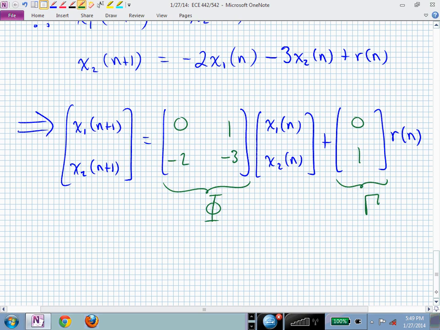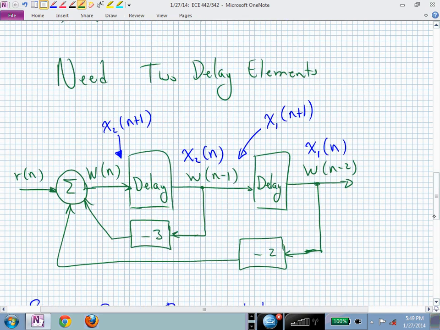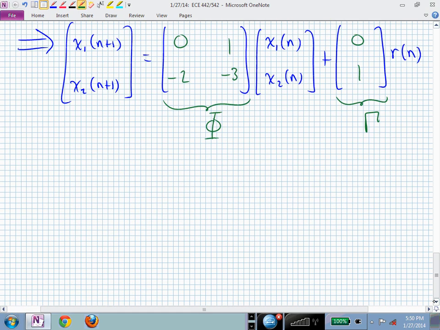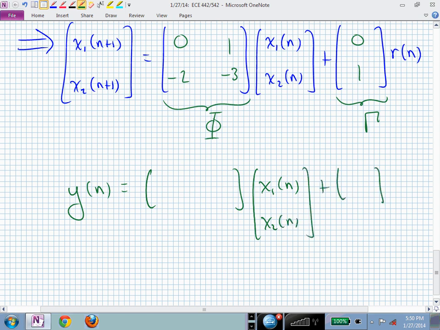Who knows? Now, what if we call this the output, y at time step n? Coming out of that block diagram, now we're saying y of n is some linear combination of the states plus some direct feed-through term that scales the input R.